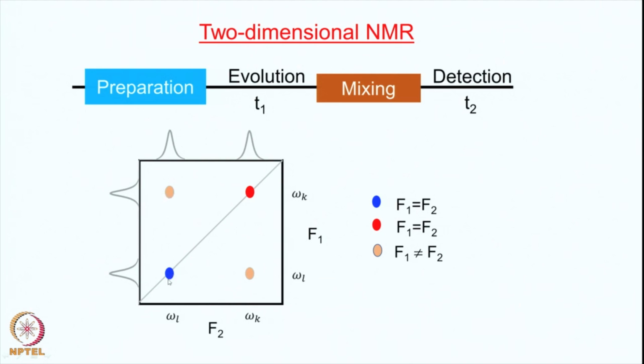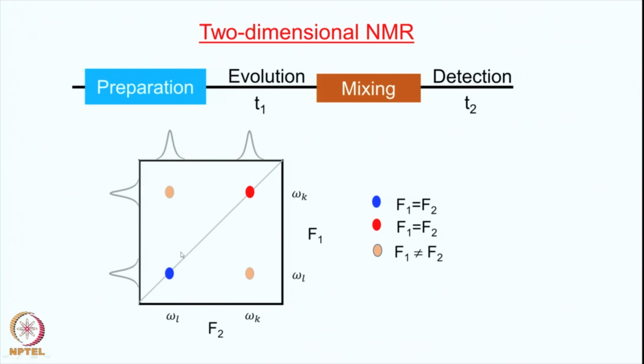Similarly, if I have a frequency omega L evolving during the period T1, then during the mixing period, through the same interaction, part will be transferred to the K spin, and therefore you will have part of the magnetization on the K spin and part on the L spin. So, they evolve with their respective frequencies. The data you collect here will have 2 frequencies. So, after a 2-dimensional Fourier transformation it generates a diagonal peak here and a cross peak here. It produces a symmetrical spectrum like this.